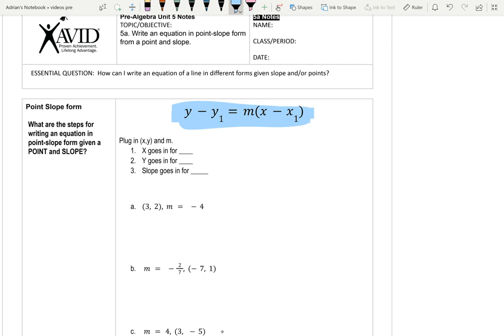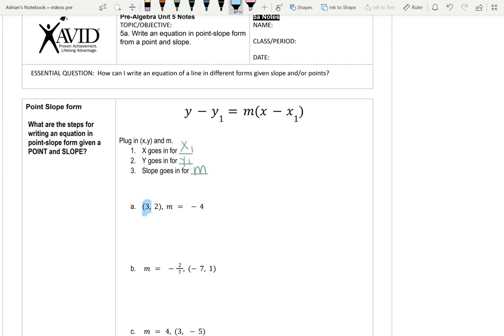You'll have that there. So what this requires us to do is basically just plug things in. So it looks kind of confusing, but once you get the hang of it, it should be pretty easy. So your x will go in for x1, your y will go in for the y1, and your slope will go in for m. So that might seem confusing at first, but let's do our first example here.